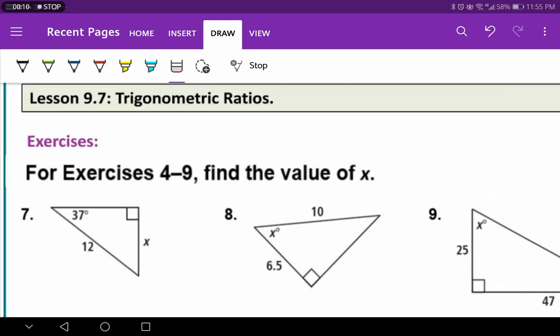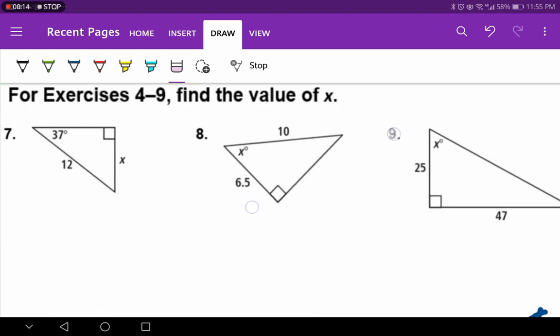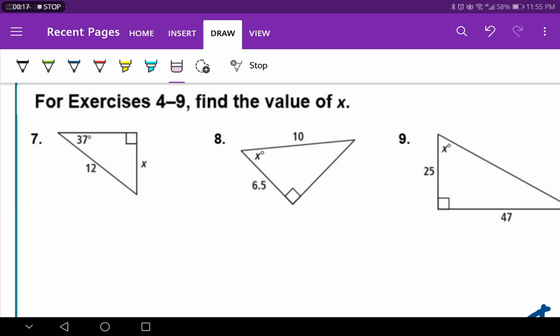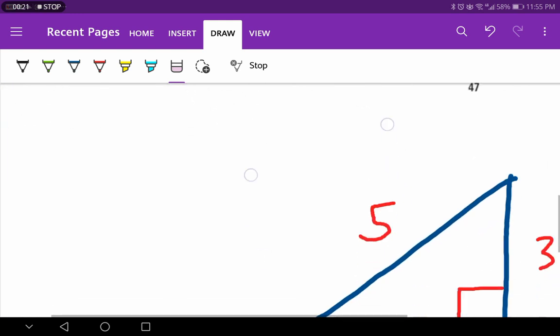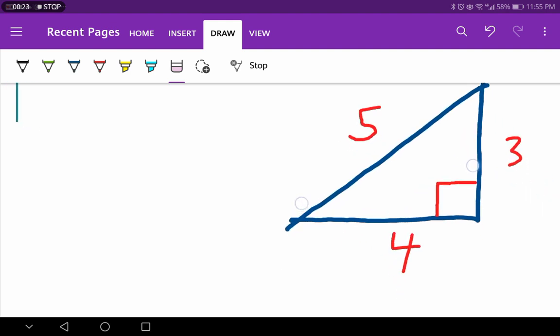Today we will learn about 9-7 trigonometric ratios. We will learn the relationship between the sides and the angles in right angle triangles. First of all, my dear students, you have to memorize this.